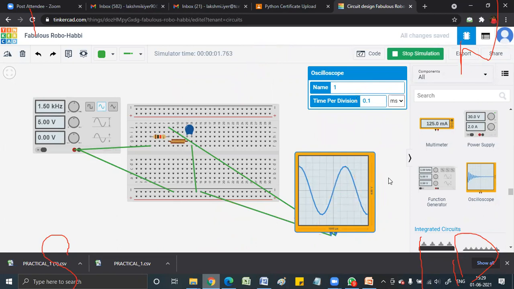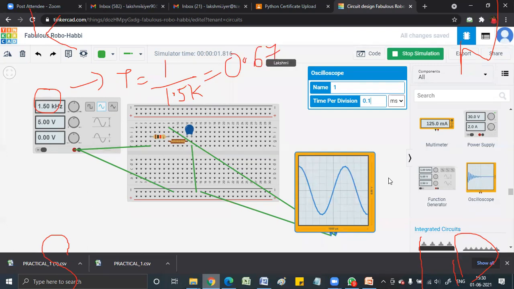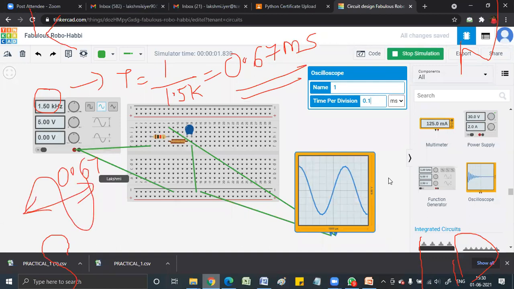You don't require this, but still 1.5 kilohertz is the frequency, right? So what is the time period? 1 upon 1.5 kilohertz, right? So किलो ऊपर जाएगा तो मिली हो जाएगा, मिली सेकेंड। 1 divided by 1.5 is 0.67. So time period of one signal is 0.67 millisecond. Is this clear? Yes ma'am. Yeah. Now look at this signal.